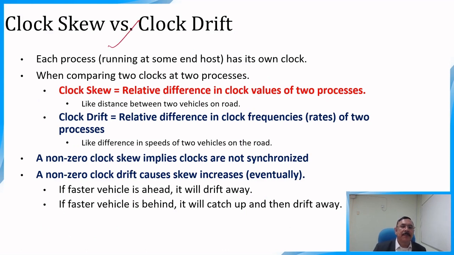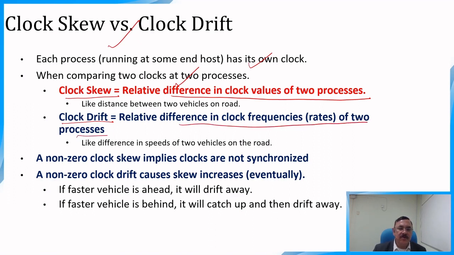Now, coming to physical clock synchronization, there are two different issues. One is called clock skew, the other is called clock drift. Each process that is running at some end host has its own clock. When you compare two clocks at two different processes, they exhibit a clock skew, that is the relative difference in the clock values of two different processes. Then there is clock drift, that is the relative difference in the clock frequency rates of the two processes.